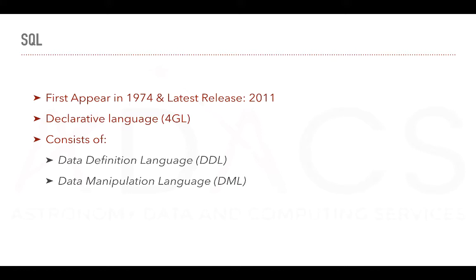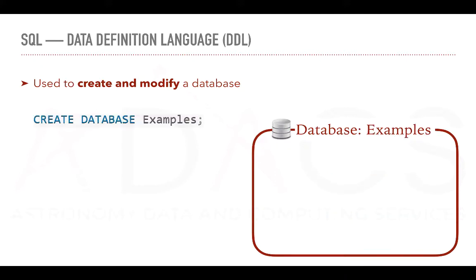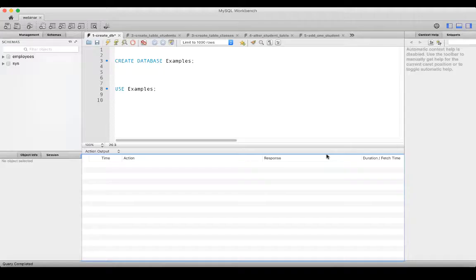The language consists of two parts, the data definition language and the data manipulation language. The data definition language is used to create and modify a database. If we want to create a database like the one we see on the right, we first need to create the database itself within the database engine. This can be done using the SQL keywords create database, and here we name our database examples.